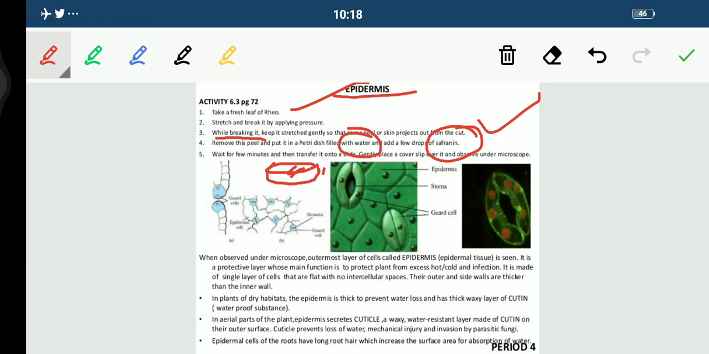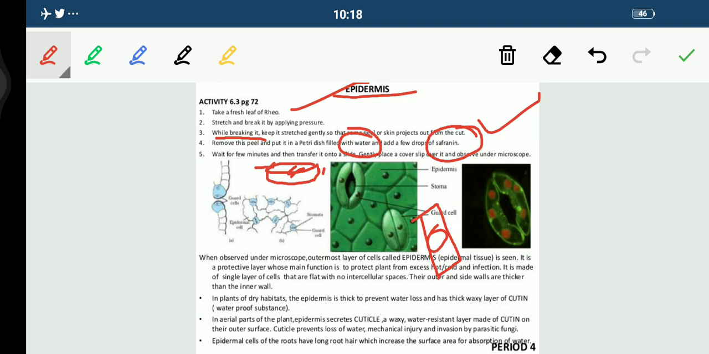Then what do we have to do? We have removed the peel and kept that peel in the water, and a few drops of safranin have also been added to it. Now you have to wait for a few minutes, students, and then transfer it onto the slide. You all know what a slide is now. It looks like this. Then gently place the cover slip onto that peel, and observe it under the microscope.